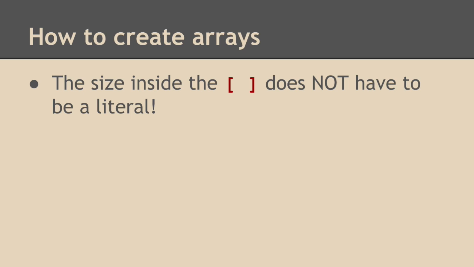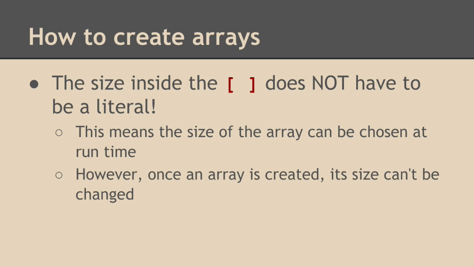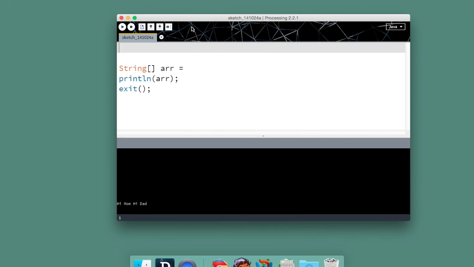One last piece here regarding how to create arrays, and that is to notice that the size inside the square brackets does not have to be a literal. And that means that the size of the array can actually be chosen at runtime. However, once we create that array, its size can't be changed. So once an array has been allocated, we've created it with the new keyword, put some values in it, whatever, we can't resize the array. Now what we're going to do is look at how to set the size of an array that we're going to create at runtime.